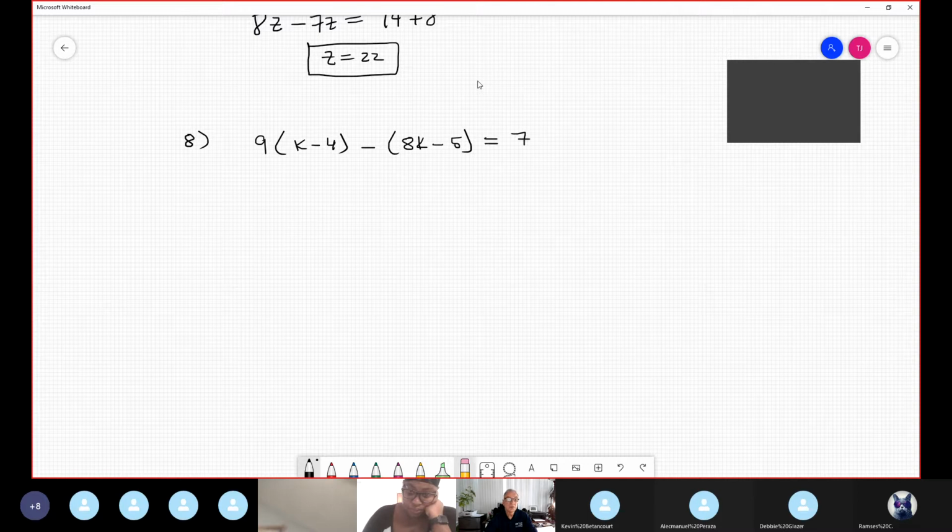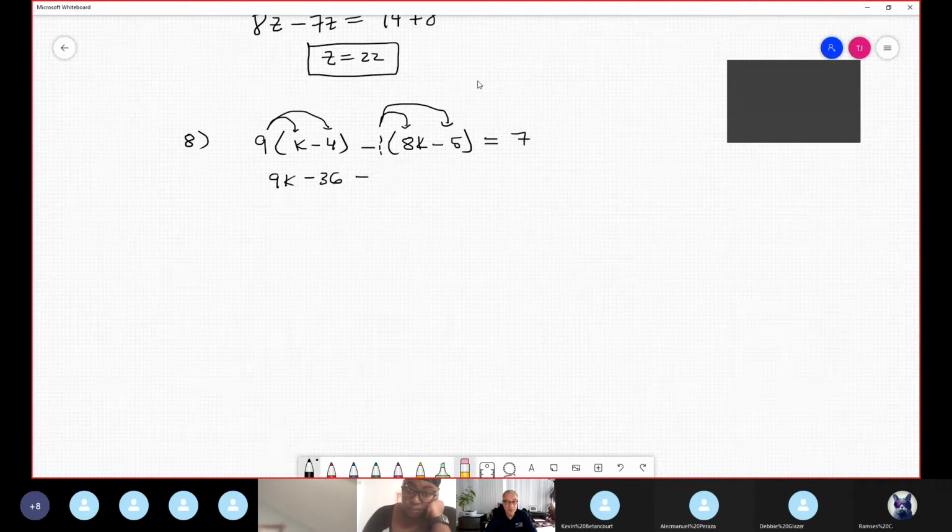This is not so long. What's the new complication that this brings? When you apply the distributive property here, you get 9K minus 36. But in this case, you consider that we have an invisible negative 1 here. When you apply it, basically what we are doing is changing the sign of everything inside the parenthesis, to say minus 9K plus 5. Remember, negative times negative is positive.